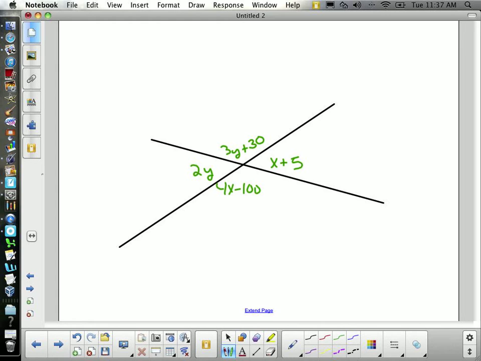So we got to be able to set up and solve an equation here. Pick a variable you want to work with. You want to work with the x's or the y's. It doesn't matter which one you pick first. Let's work with y first. Okay, so here's one angle that has the y, and here's the other angle that has the y.